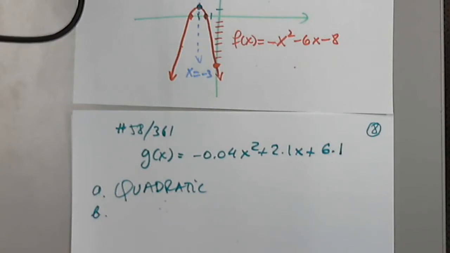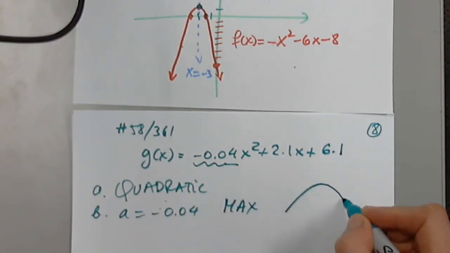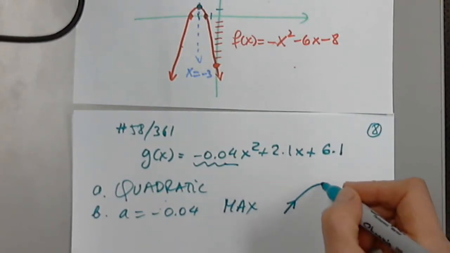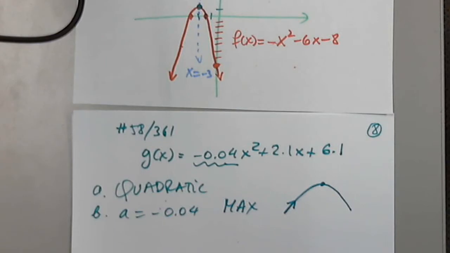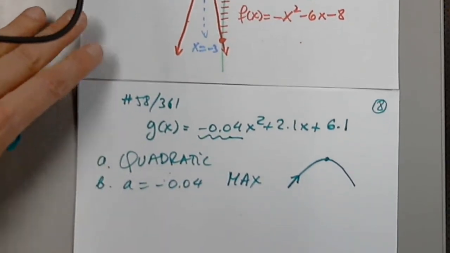Does this function have a max or a min? It has a maximum, because the leading coefficient is negative 0.04. So it does something like this. It reaches a maximum and eventually will hit the ground, whether it's a projectile or whatever.